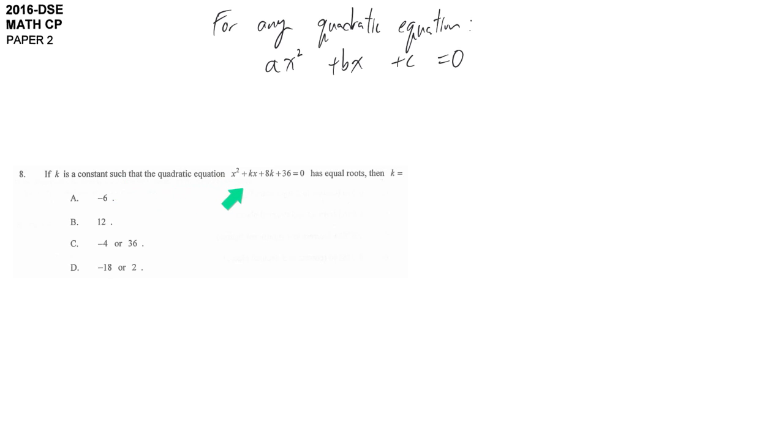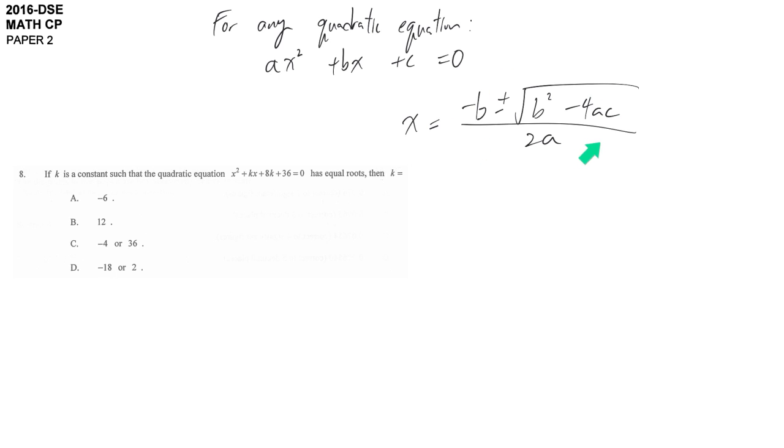They give you a quadratic equation and then they say it has equal roots. About quadratic equations: whenever you write one in the standard format, we have the quadratic formula to give you the roots directly. x equals negative b, plus or minus the square root of b squared minus 4ac, divided by 2a.